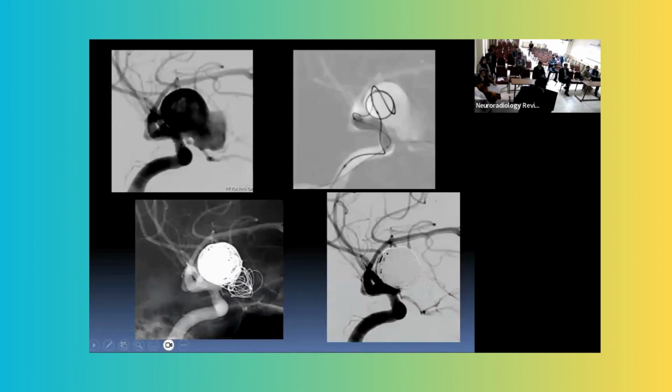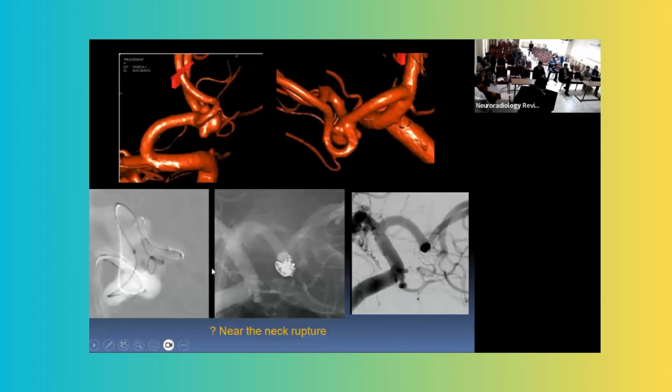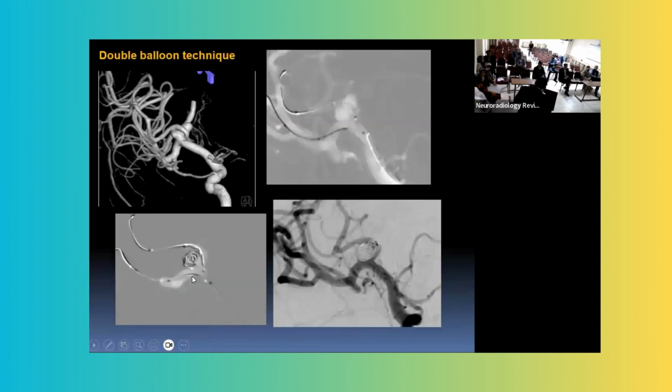In another case, a large cavernous supraclinoid portion of ICA aneurysm, again balloon-assisted coiling has been done. A blister aneurysm, again balloon-assisted coiling. There is also a technique known as the double balloon technique, mostly used in MCA aneurysm coiling. We place two balloons, one in the superior division and one in the inferior division. We can inflate both balloons and safely deploy the coils. With microcatheters like Scepter C, we can also deploy stents.